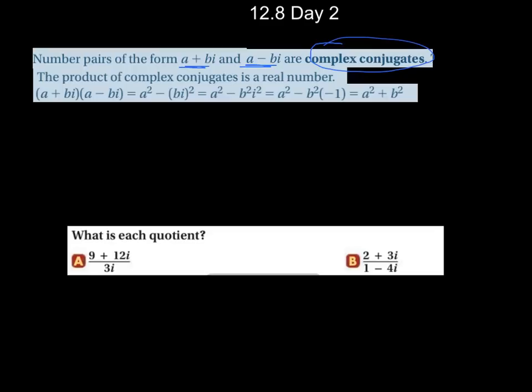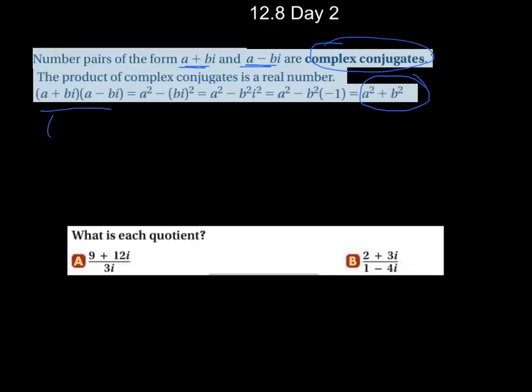The reason conjugates are important and useful is that when I multiply two complex conjugates, the number that I end up with at the end is a real number. There's no more i. The imaginary part falls out in the process.